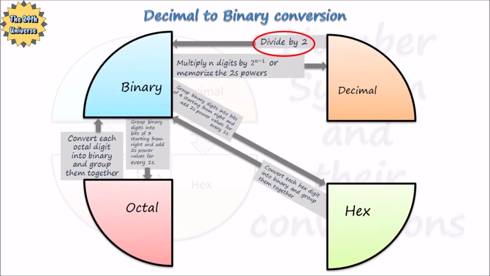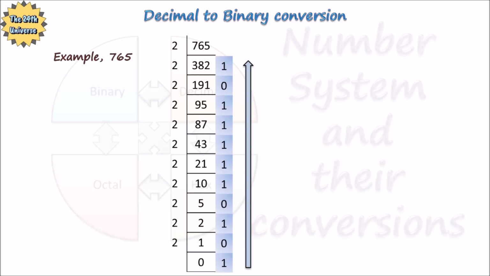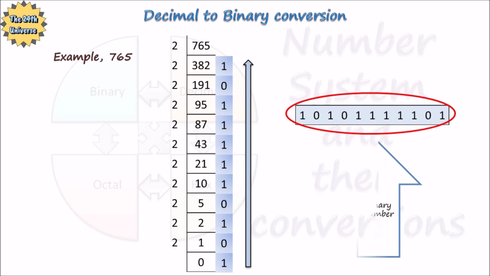Decimal to binary. Here we divide the given decimal number by 2, which gives a result along with the remainder. Place the remainders in such a way that the required binary number will be obtained. Let us do that with an example. 765 is a decimal number. Divide the number by 2, writing the quotient and the remainder like this. Divide until you reach 0. The remainders read from the bottom upwards give the binary number 1010111101.